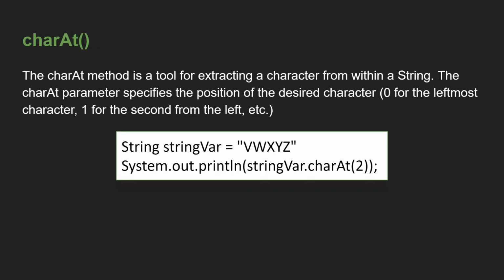The charAt method extracts a character from within a string. The charAt parameter specifies the position of the desired character. So in this case, if we're given this string v, w, x, y, z, and we're to find the charAt of the parameter 2, we would go from 0, 1, 2. Therefore, the output would be x.